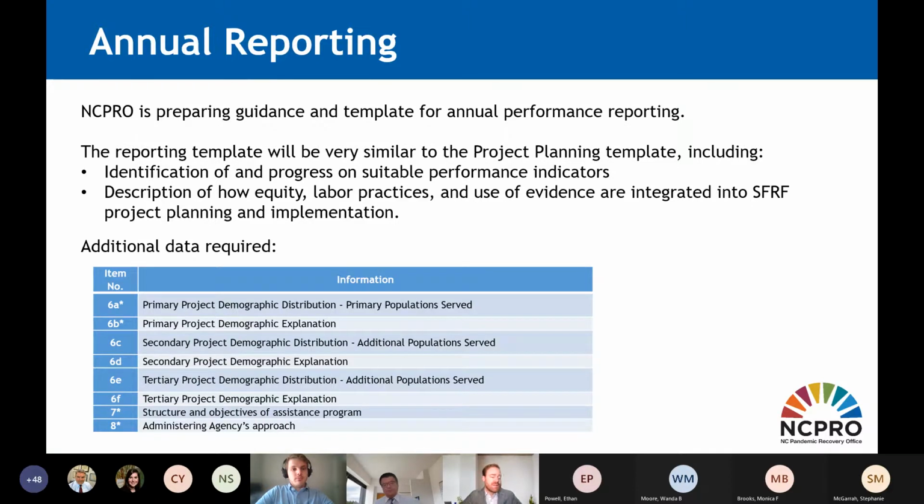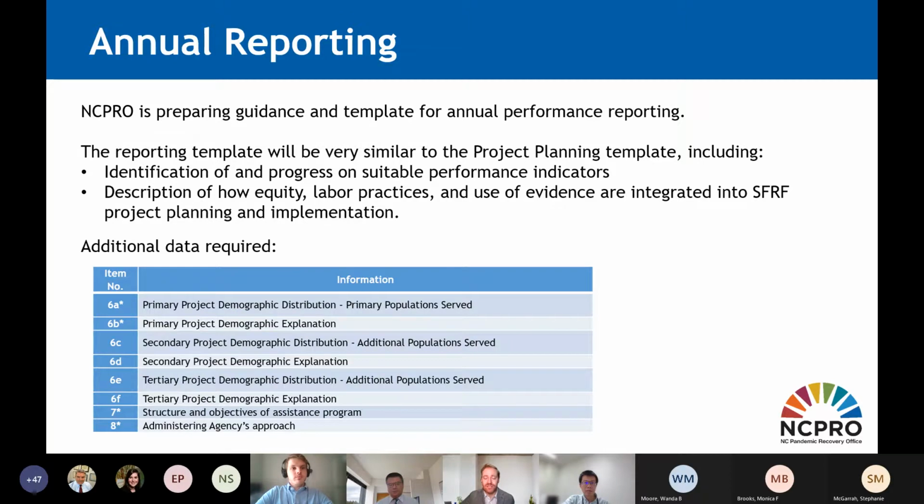And then U.S. Treasury wants to know about how your project is promoting equitable outcomes. They want to know about labor practices and the use of evidence in the implementation of your SFRF projects. And then finally, there's some additional data. This is information that is actually part of the quarterly reporting to U.S. Treasury, but it's information that we just don't expect to change on a quarterly basis. So the primary population that you're serving as part of your project is unlikely to change potentially during the course of your entire project. And then similar with the structure of your assistance program or the agency's approach to using this funding, we wouldn't expect to change that often.